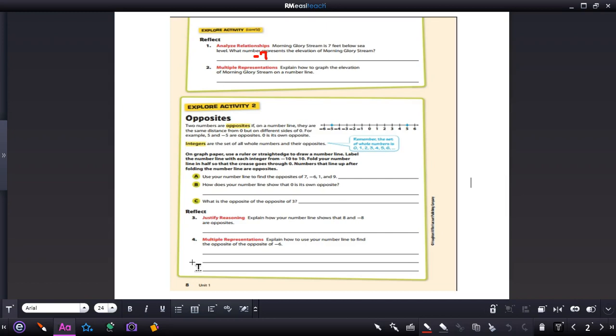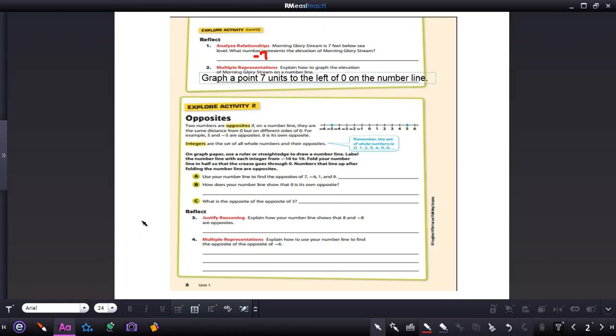Now let's take a look at number 2. It says explain how to graph the elevation of Morning Glory Stream on a number line. I want you to write this down for number 2. The way you would do that is graph a point 7 units to the left of 0 on the number line. If you remember from the previous page, numbers to the left of the 0 represent negative numbers, and numbers to the right of the 0 on the number line are positive numbers.